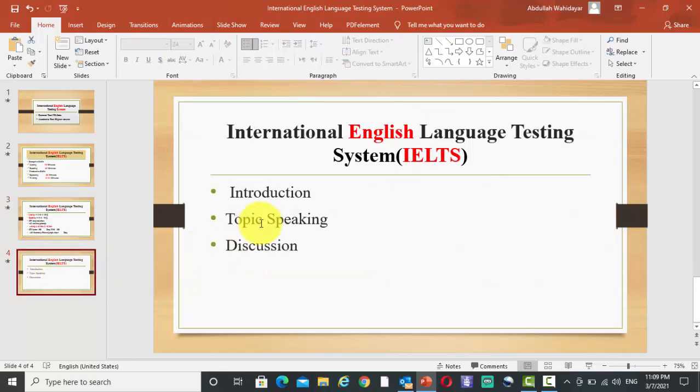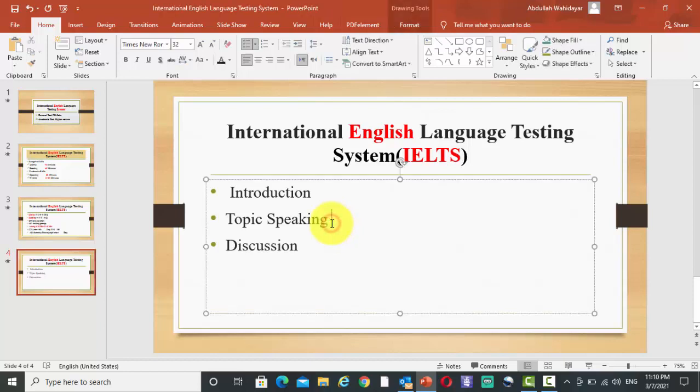The speaking section has three main portions. The first one is the introduction. You will give your own brief introduction. The second portion is the topic speaking. Those who are asking you questions and having a conversation with you will give you a specific topic, and then you will talk about the topic.